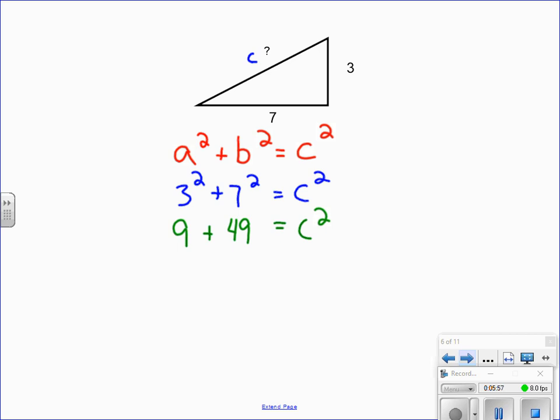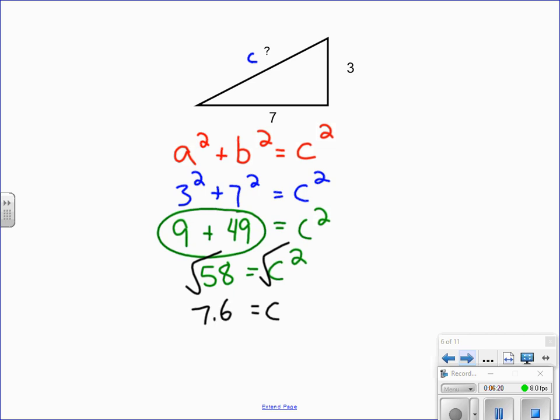Then I'm going to add the two things up, which is 9 and 49, which makes 58, is equal to C squared. Then I'm going to square root both sides because I got to work backwards to find out what C is, and C is going to be the square root of 58, which with your calculator is 7.6.